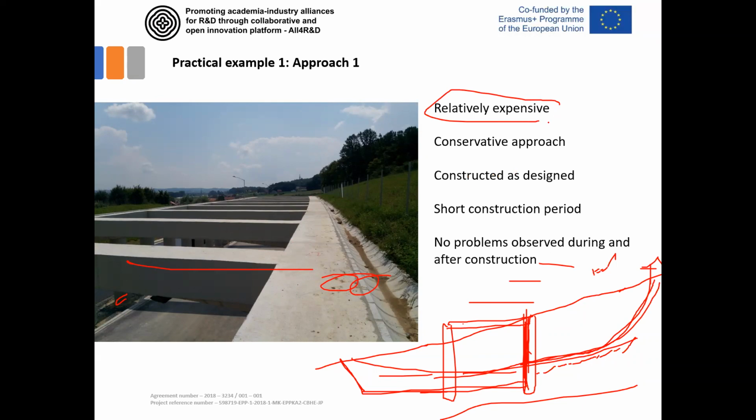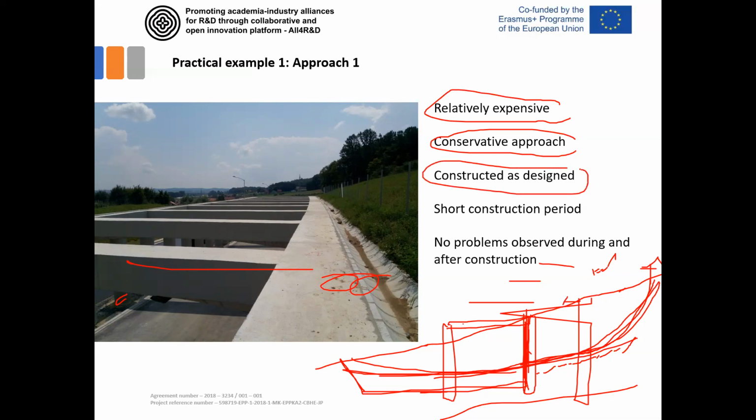The solution was relatively expensive. The approach was relatively conservative. It was assumed that all of this is really sliding, since the results of some inclinometers existed prior to construction. It was constructed as designed. Any line that was drawn was respected by the contractor. The construction period was very short, which is favorable, but it was relatively expensive, which is not favorable. No significant problems were observed during and after the construction, so the design may be considered correct.